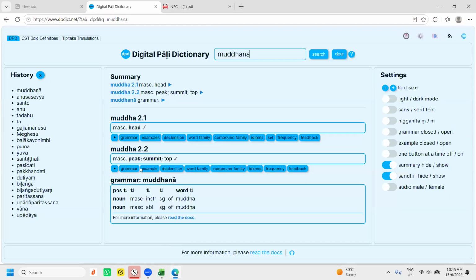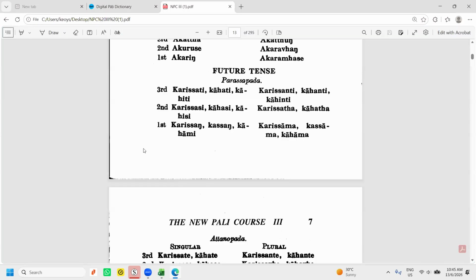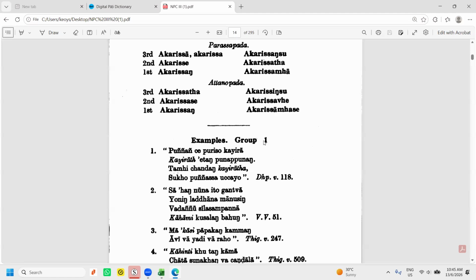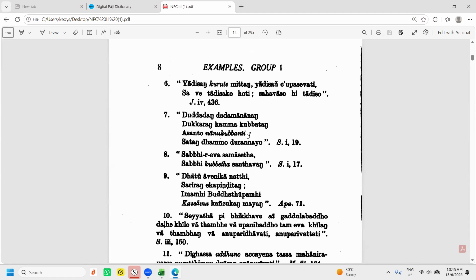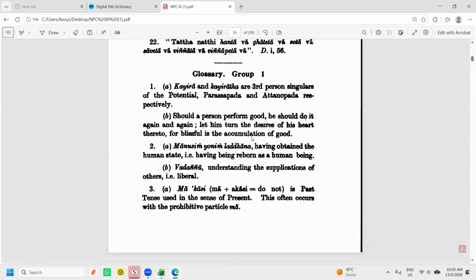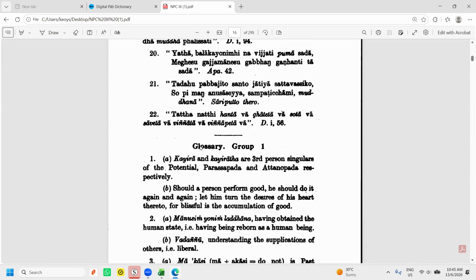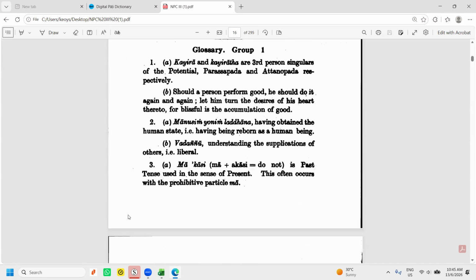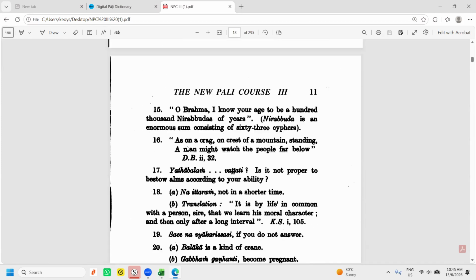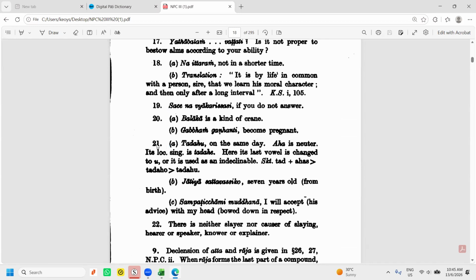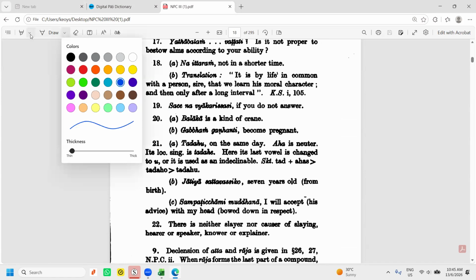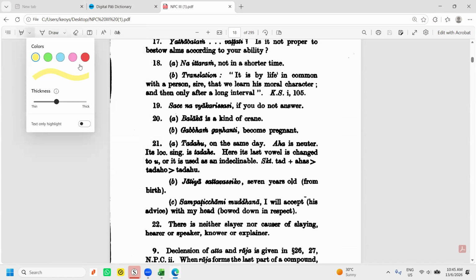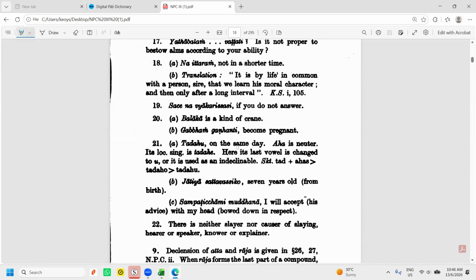If you look at the glossary part here in the glossary, this is group one. Then you go to glossary, then you go to 21. Can you see? This is the 21. Very useful. Normally, last time they classified it as vocab, the vocabulary. You just have to understand this.